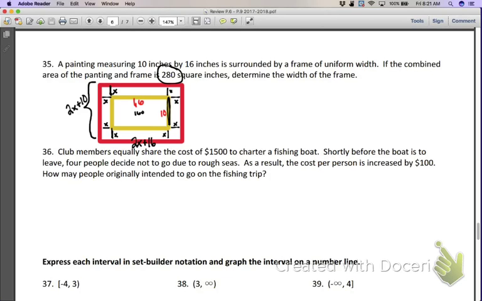So how do we find the area of a rectangle? Just length times width, right? So I'm going to take 2x plus 10 times 2x plus 16, and I'm going to set it equal to 280.